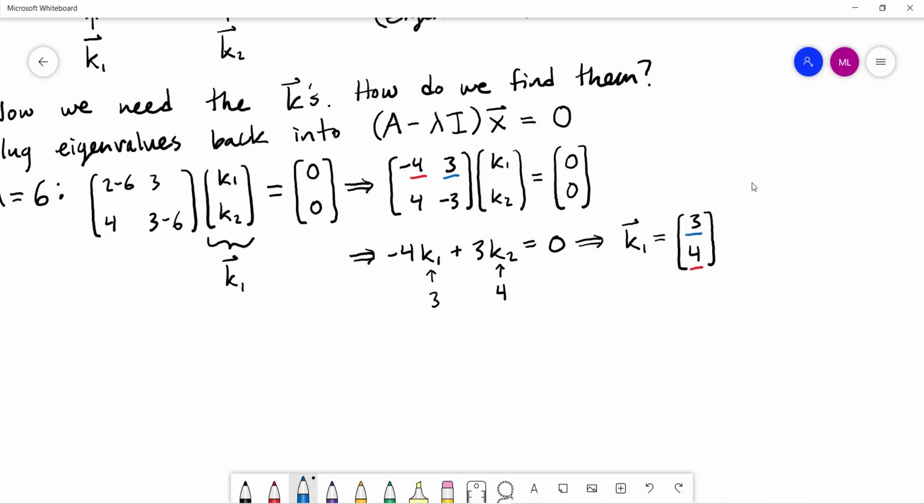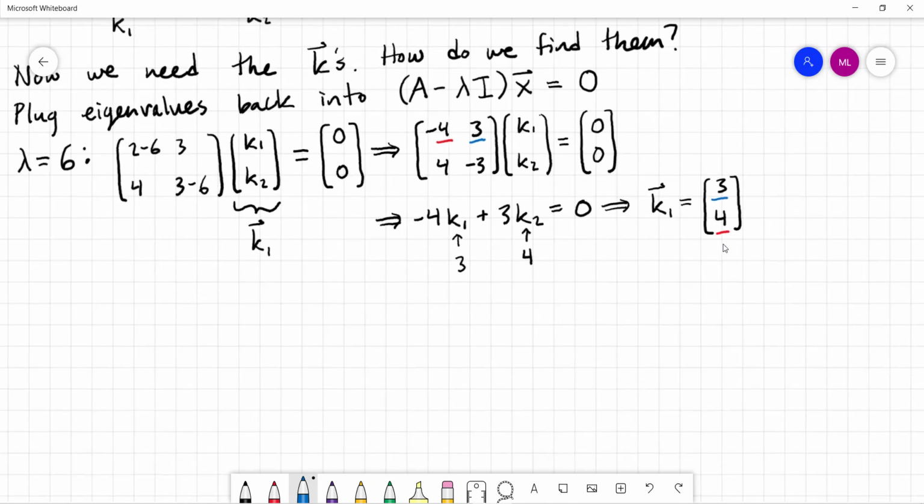But again, any constant times this will work. I could have, instead of doing 3 and 4, I could have done 9 and 12 for these two numbers, and I would have had negative 36 plus 36, right? So we could plug in any constant times this, and it would also give us the eigenvector that we're looking for. Just pick a simple one. So in general, I will pick the easiest, simplest one. In this case, I'm picking 3 and 4. Let me go back to that blue there. There we go. Okay, so that is one eigenvector.